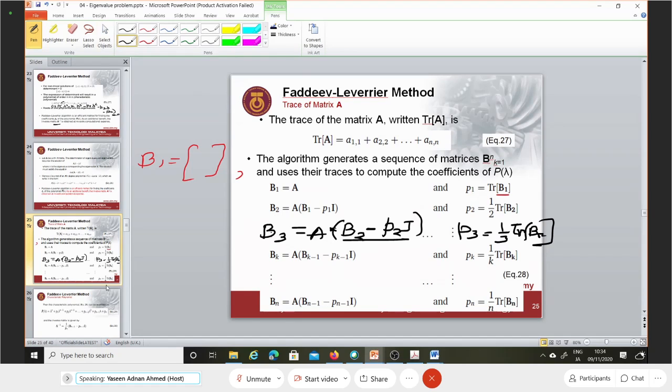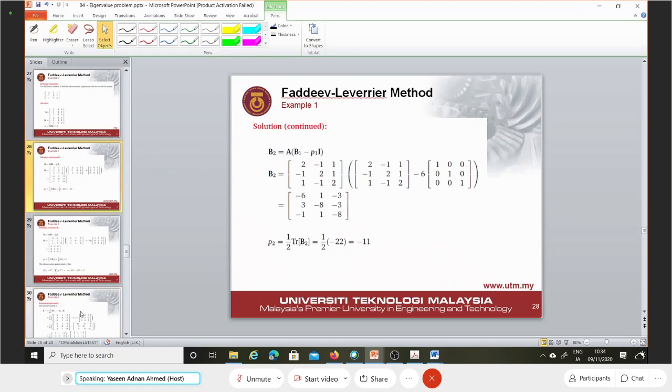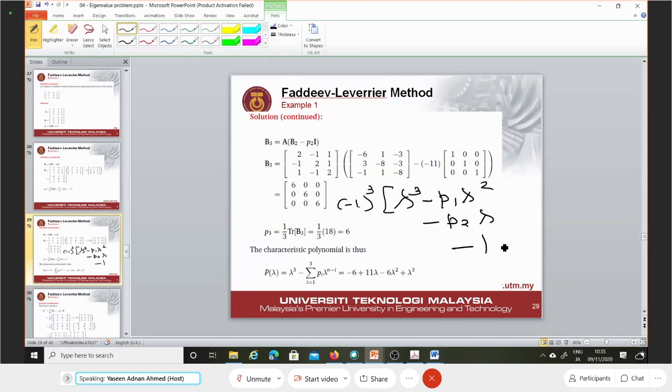Okay, if you have this P1, P2, P3, P4, then what will we have? We will have, for example, these things. Just substitute these values here. In this case, the polynomial, since this is a 3 by 3 matrix, should have minus 1 to the power 3. Then we have lambda cubed minus P1 lambda squared minus P2 lambda minus P3. This is your polynomial. So in this case, it's minus.